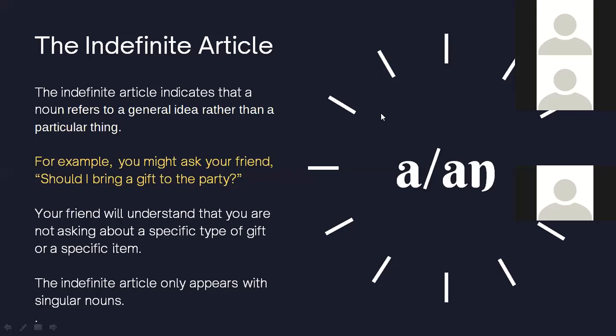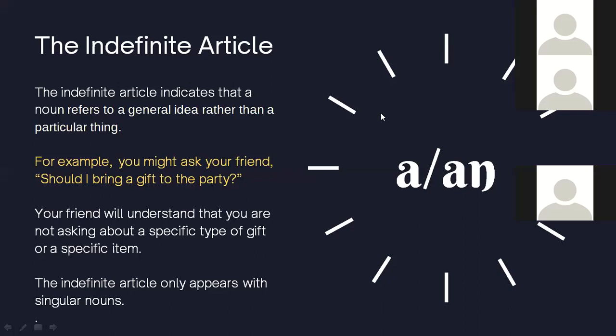The indefinite article indicates that a noun refers to a general idea rather than a particular thing. So the indefinite article is quite the opposite of the definite article. In the definite article, we looked at referring to one particular idea or information, but when it comes to the indefinite article, we are going to refer to an idea which is absolutely general and not particular information, right?